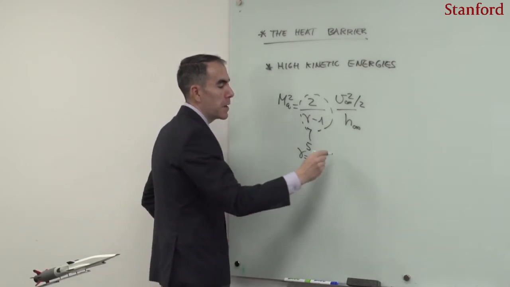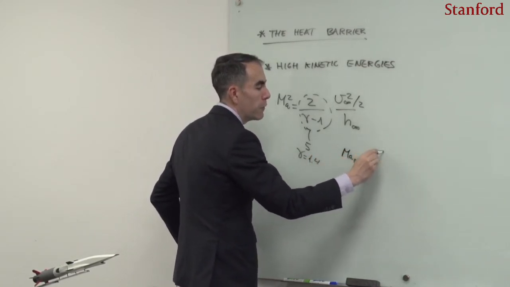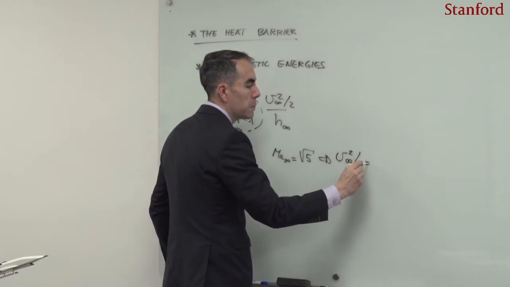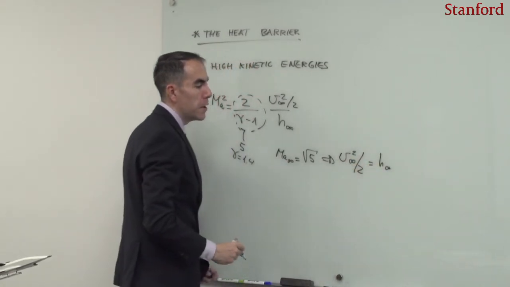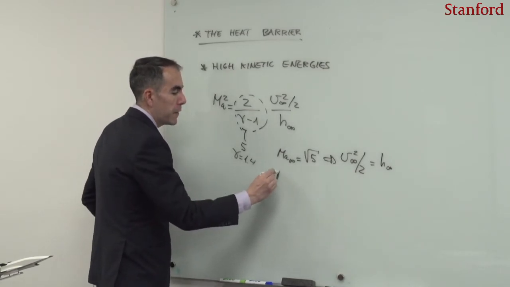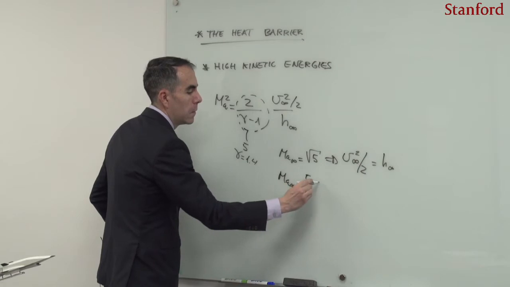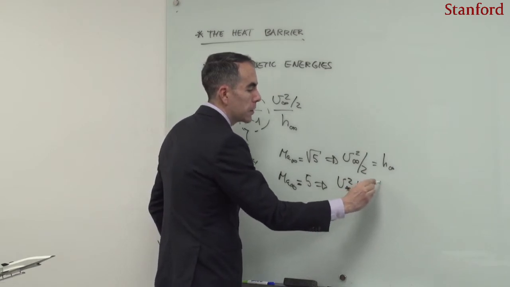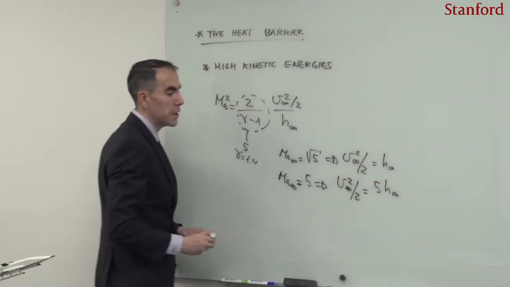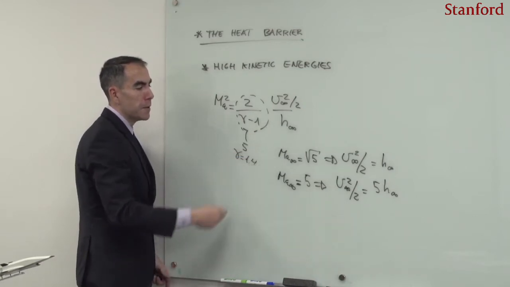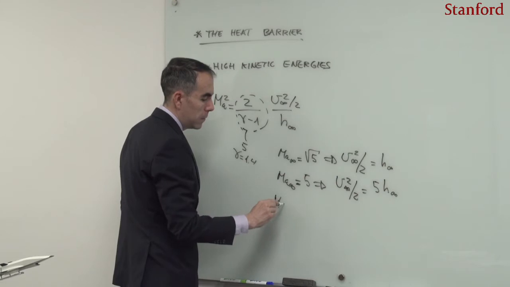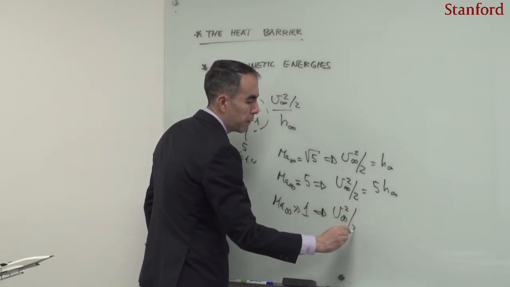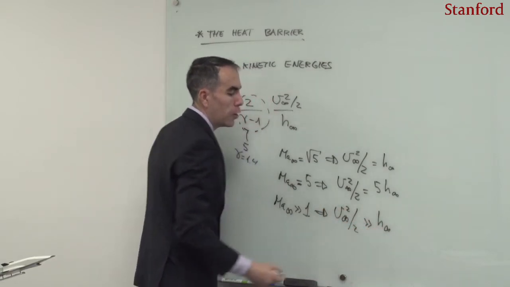If I take, for instance, a Mach number equal to the square root of 5, then I know that the specific kinetic energy of the flow is equal to the specific enthalpy. If I take, for instance, Mach 5, then I will see that the specific kinetic energy of the flow is actually 5 times the static enthalpy. So at high Mach numbers, for Mach numbers much larger than 1, the specific kinetic energy of the flow is much larger than the static enthalpy of the flow.